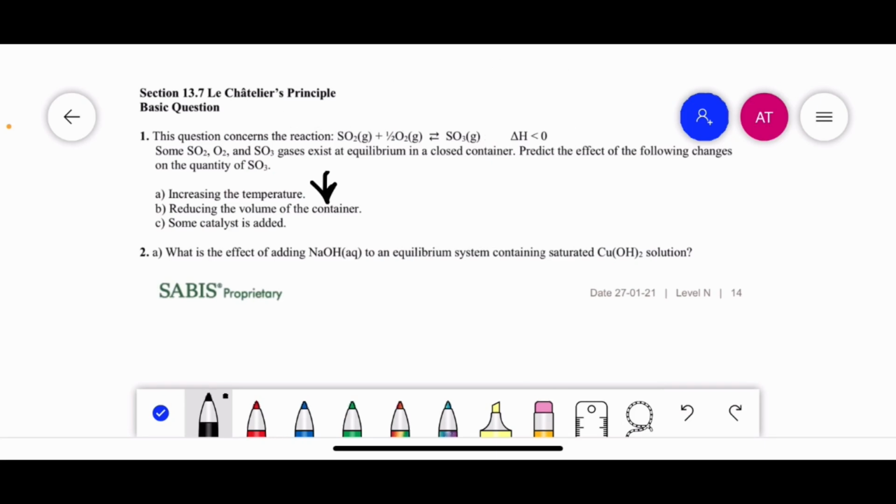What about reducing the volume of the container? Well, to understand, when reducing the volume, the pressure increases. And when the pressure increases, it always favors the side with the least number of moles of gaseous species. So here we have 1 mole of SO2 and half a mole of O2, so 1.5, whereas here we have 1 mole of SO3. 1 is the less, and because pressure is increasing, it favors the side with the lower number of gaseous moles. So reducing the volume will increase the amount of SO3.